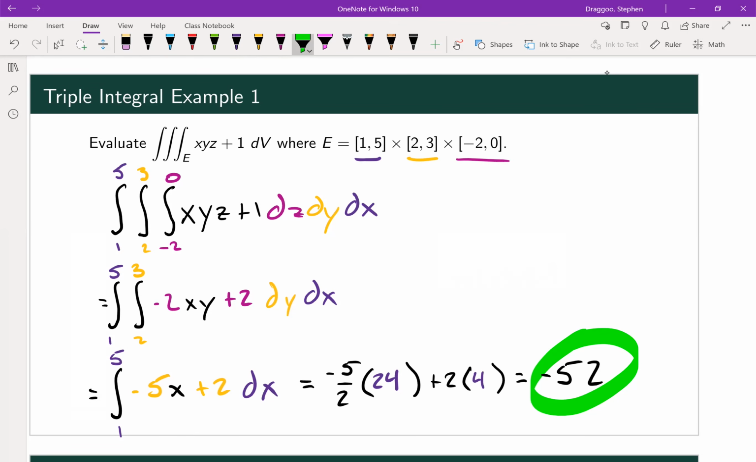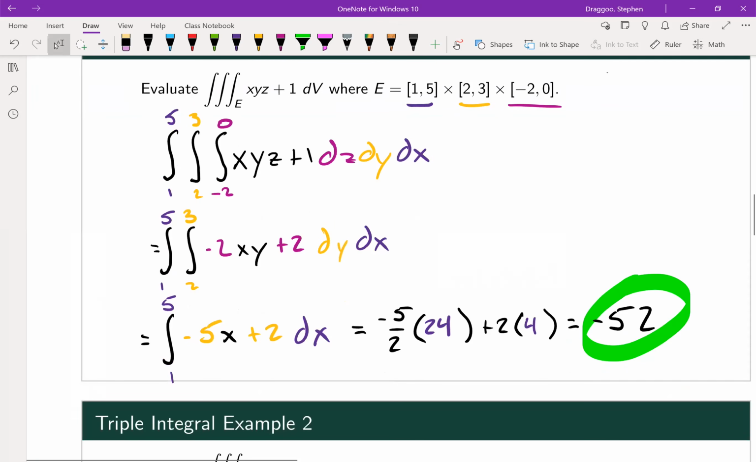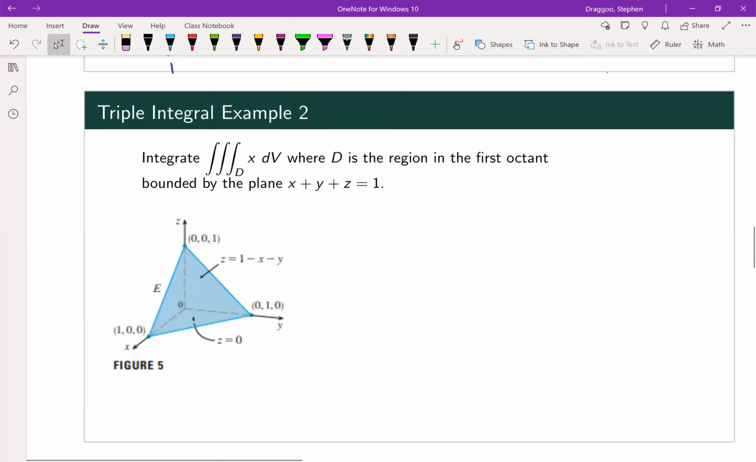And that matches what I calculated beforehand, so I'm pretty sure I got all those numbers right. Okay, let's take a look at our next example.